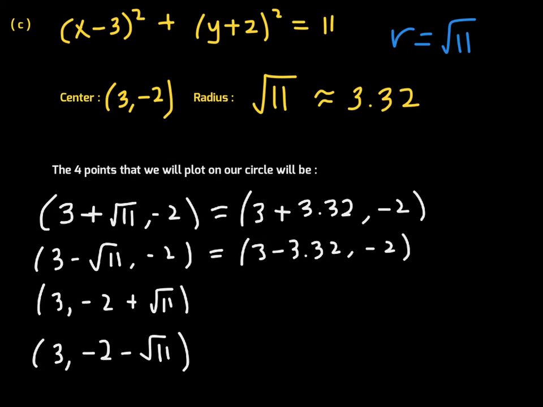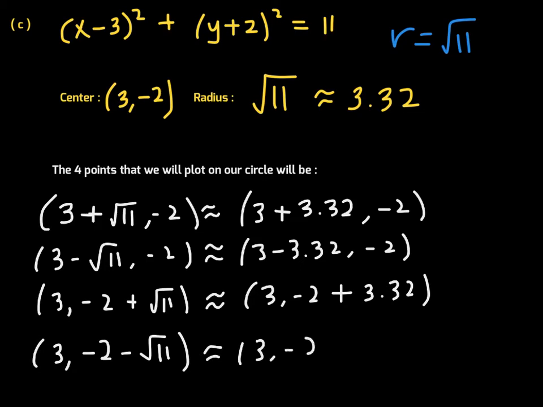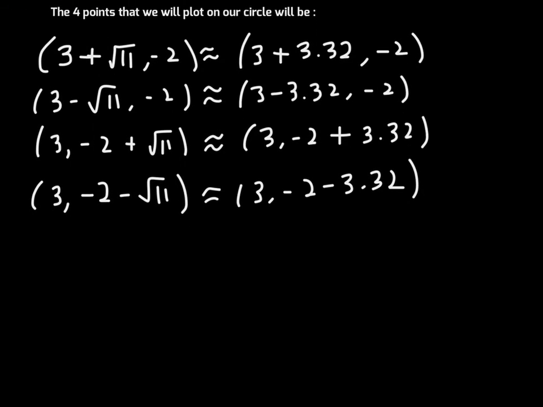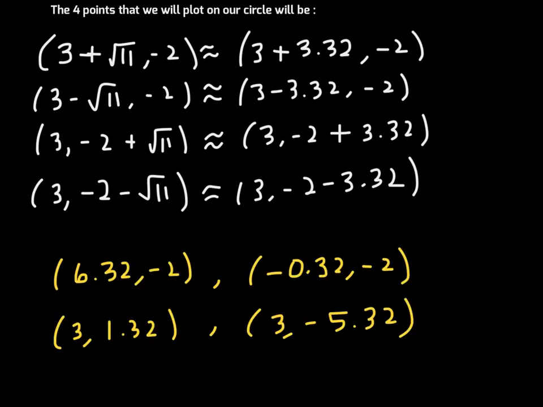I want to really emphasize that these are approximations because we're using an approximation for the square root of 11. This will be (3, -2 + 3.32), and then this one will be (3, -2 - 3.32). And again, these are approximations, okay? So then these 4 points, all right, there, I did the arithmetic, and these are the 4 points that I'll be using to plot my circle, to graph my circle.